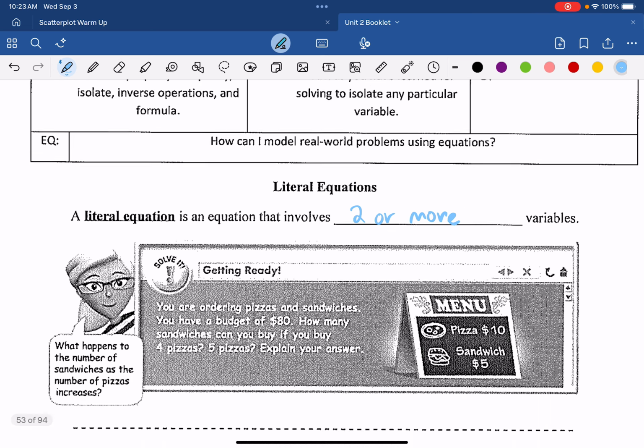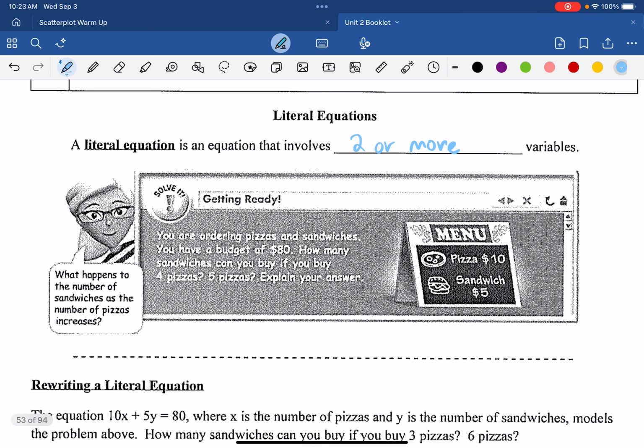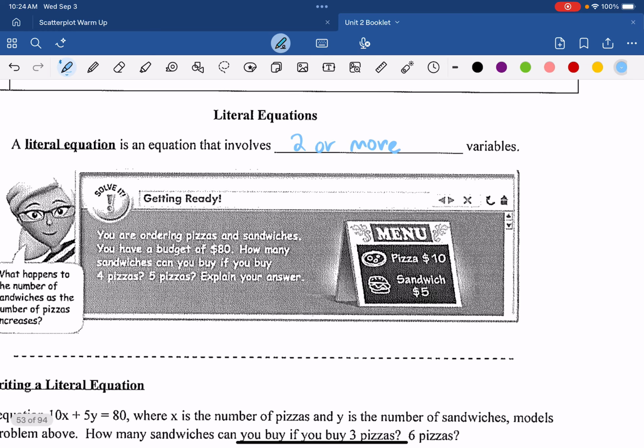Okay, so just to start, look at this situation here. It says you are ordering pizzas and sandwiches. You have a budget of $80. How many sandwiches can you buy if you buy 4 pizzas, 5 pizzas? Explain your answer. Okay, so just right away, look here. Here's my menu. You walk up to this menu, and we want to know what you can order.